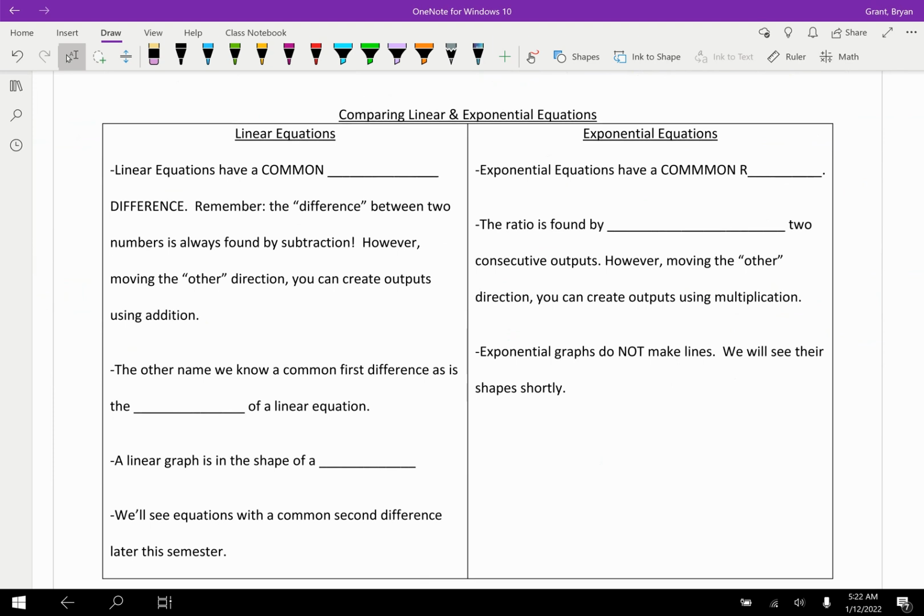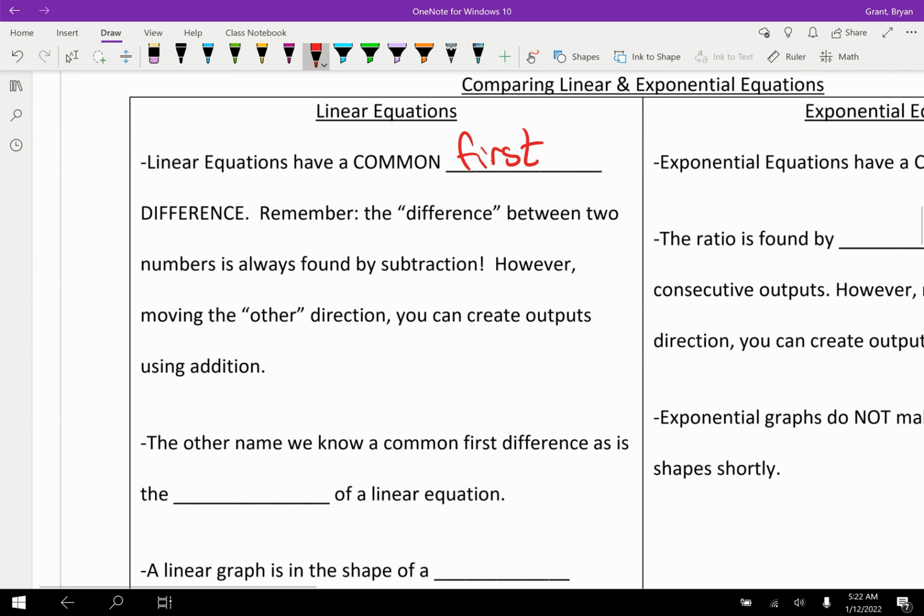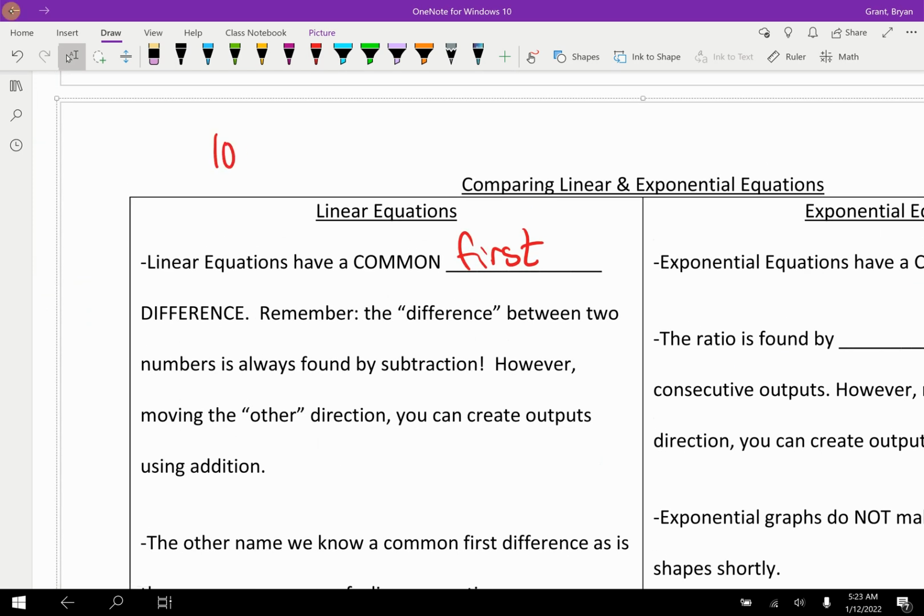So just a quick comparison. Linear equations have what's known as a common first difference. We're going to explore that more this semester. Remember, the difference between two numbers: if I asked you what is the difference between 10 and 6, I bet you'd tell me that's 4, because 10 minus 6 equals 4. Difference is a fancy math way to say subtraction between two numbers.